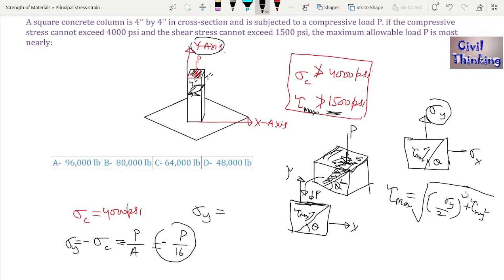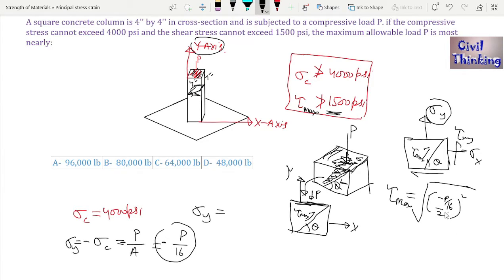Now again we know this tau xy is something like this. Again here there is no tau xy acting. There is only one compressive load acting. It means this tau xy is 0 too, so I can erase this, right? So we are left with only this. Now I can put here sigma y as minus P upon 16, minus P upon 16.